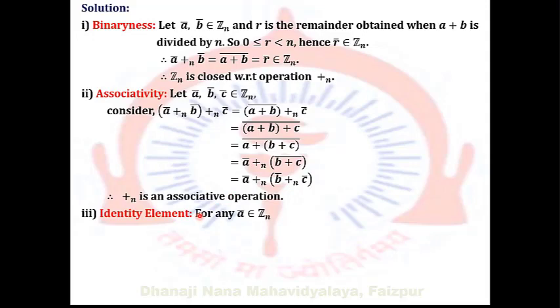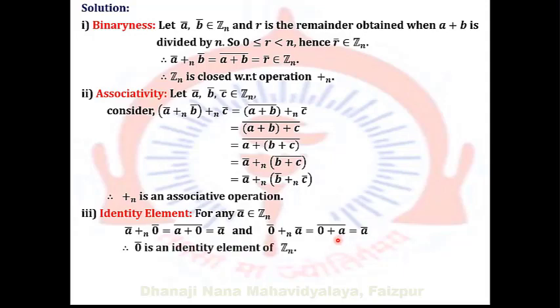Now identity element. Now for any a bar belongs to Zn, we have a bar addition modulo n 0 bar is nothing but equal to a plus 0 bar, that is equal to a bar, and 0 bar addition modulo n a bar is nothing but equal to 0 plus a bar, that is equal to a bar. So therefore 0 bar is an identity element of Zn.